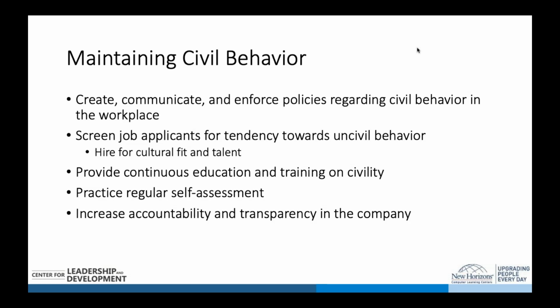So how do we maintain civil behavior in a workplace? Well, again, we come back to creating, communicating, and also enforcing policies on civil behavior. And we'll talk a bit more about this point in a minute. When we're hiring people, we're trying to screen people for tendencies towards uncivil behavior.